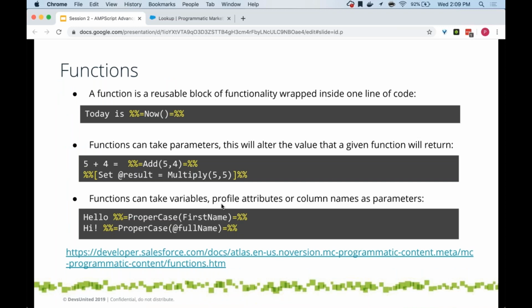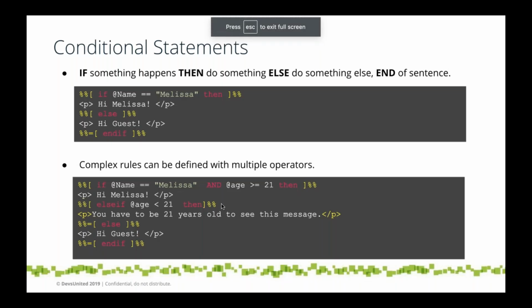All right, so conditional statements. We talked about conditional statements. The conditional statements is to do something like, if something happens, then do something, like, for example, print Melissa's name. Else, which is otherwise, do something else, end of sentence. So that's a way to read an if statement, very easy.